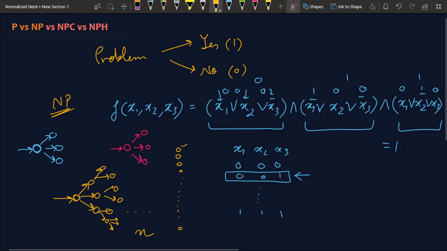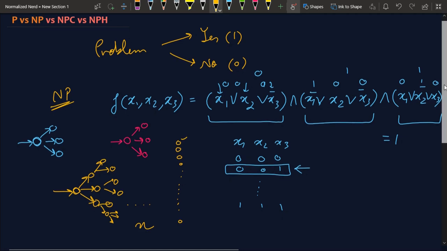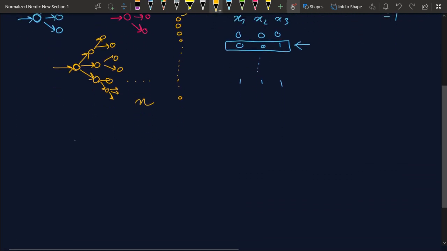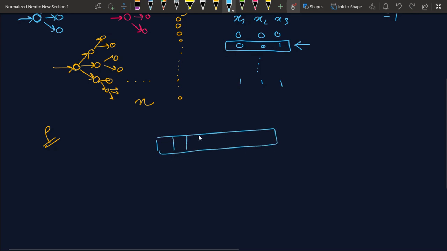Now I'm going to come to the class P. P problems are those problems which can be solved using a deterministic algorithm in polynomial time. Let me give you an example. Suppose you are given an array of n numbers, and the numbers are something like this, and somebody gives you a new number k, and the problem goes like this. You have to tell whether k is present in that array or not. You can see that it is a decision problem because the answer can be either yes or no.